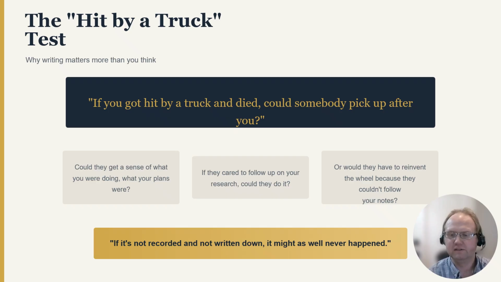I understand that sometimes there are working theories that we might not be comfortable writing down immediately, but maybe you should be writing them down somewhere, maybe on a draft that can be accessed. That's why I think writing matters more than you would think. If it's not written down, it might as well have never happened, particularly after the fact.